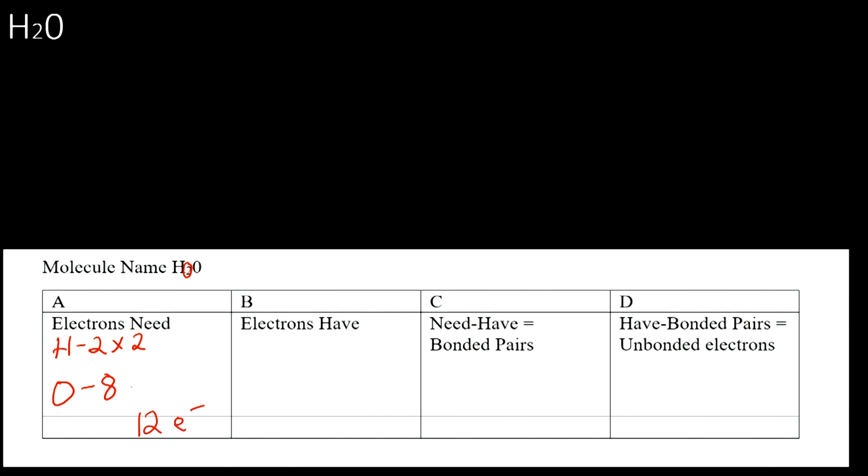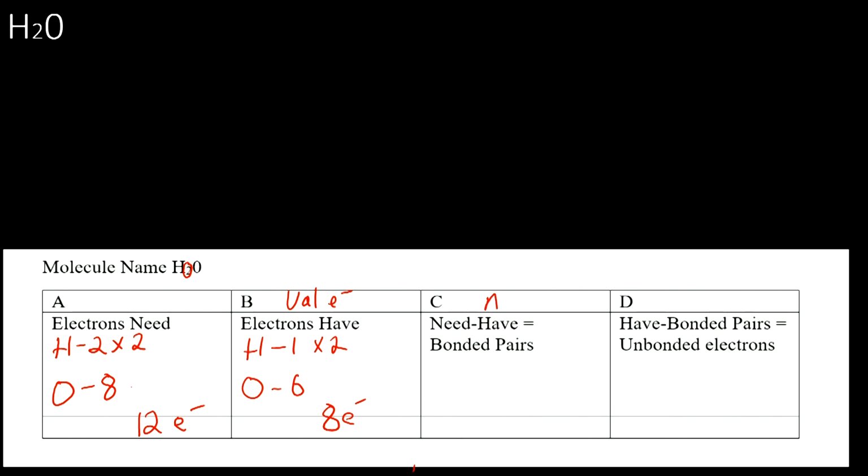For column B, again, remember these are our valence electrons. So we list our elements, hydrogen and oxygen. So hydrogen has 1 valence electron, oxygen has 6. So we will times our hydrogen by 2 because we have 2 atoms of hydrogen. We only have 1 oxygen. So that will give us a total of 8 valence electrons.